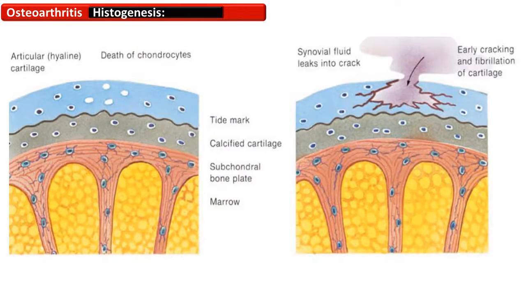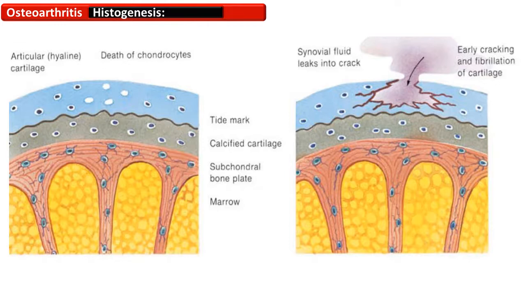So now, the histogenesis of this osteoarthritis. In the left diagram, you can see that some of the chondrocytes are dead, and this death is marked by empty lacunae on the upper outer surface of this articular cartilage or joint surface. As a result, the surrounding chondrocytes which are viable aggregate, enlarge, and become surrounded by basophilic material, which is termed the territorial matrix. The process can be arrested at this stage for several years, but as the predisposing factors are there, it can lead to the next step, which is the formation of early cracking and fibrillation.